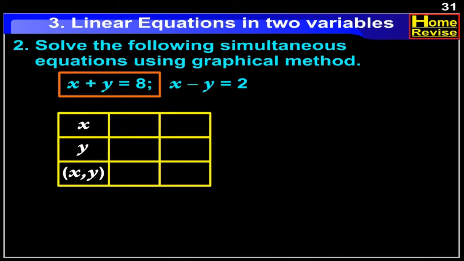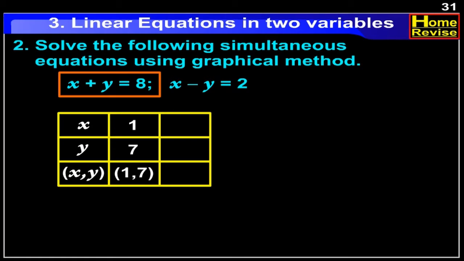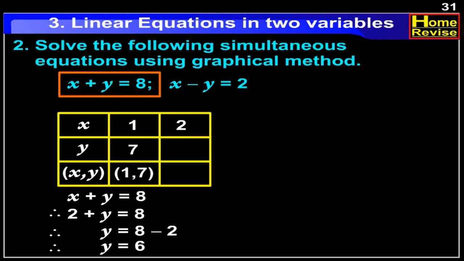Taking the value of x as 1 and substituting it into the given equation, we get y is equal to 7, so the point is 1, 7. Similarly, taking x is equal to 2, we get y is equal to 6.